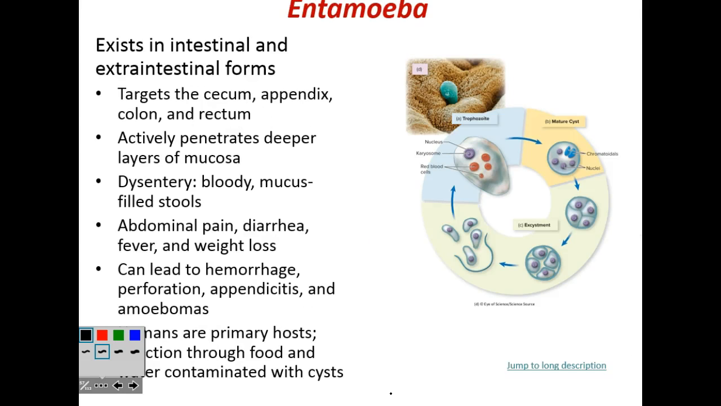Then here is Entamoeba. It exists in intestinal and extraintestinal forms. Targets the cecum, appendix, colon, rectum. Actively penetrates deeper layers of mucosa. You have dysentery, abdominal pain. It can lead to hemorrhage, perforation. What is perforation? It means it's going to perforate. Do what? Put a hole in. What does perforate mean? Put a hole in your intestine.